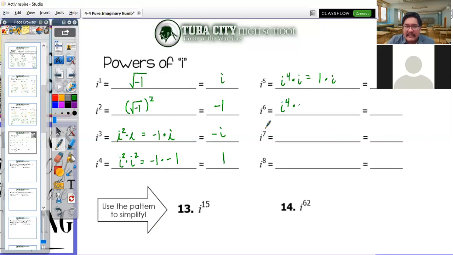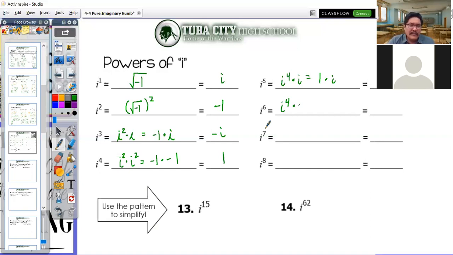And here I'm going to have one number of I to the 3rd. And again, I know that I to the 4th is just going to be 1 again. 1 times, and what is I to the 3rd going to be? It's just going to be -I. And 1 times anything is just going to be that same number. So that's going to give us -I.